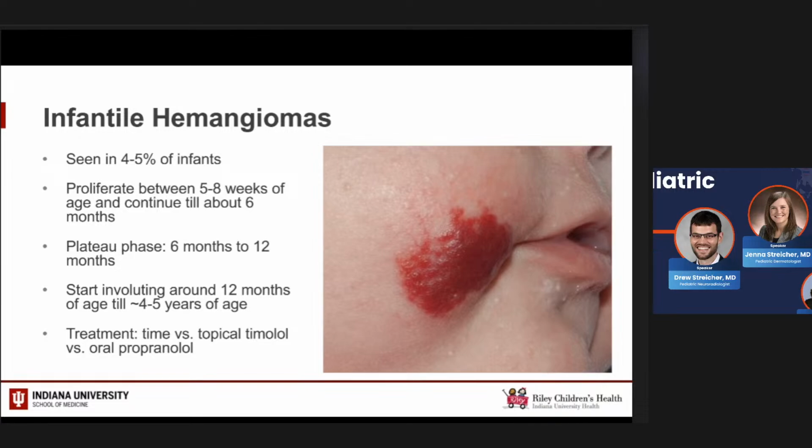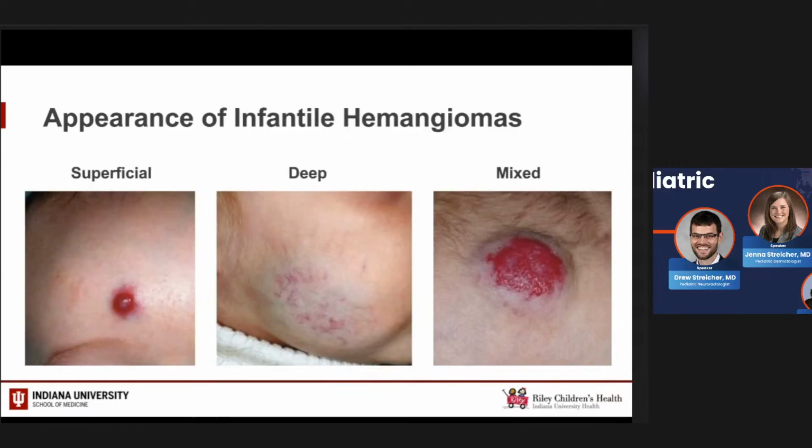And then again, I mentioned that oral propranolol. And this is a good example of a superficial infantile hemangioma on the cheek of this baby. This cherry red look is very common. So hemangiomas can have different appearances, and I think that this is really good for you guys to see. So superficial hemangiomas, that's that cherry red look. They just sit right on top of the skin.